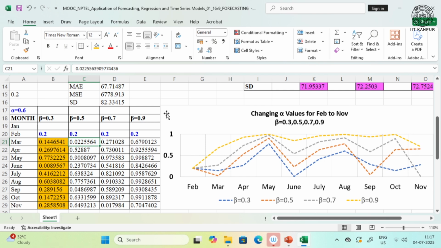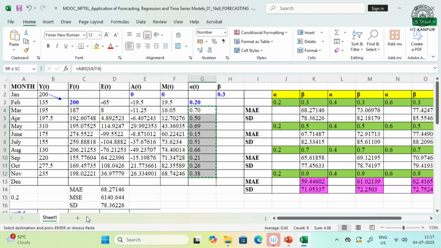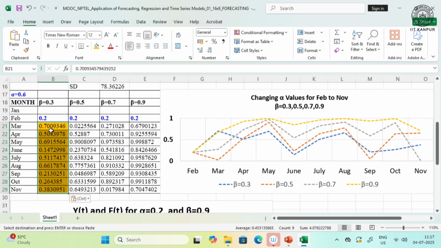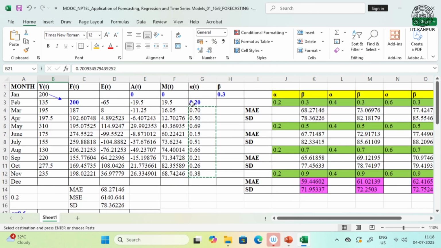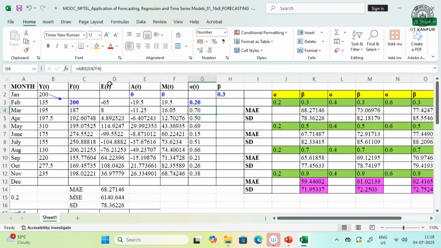So, 0.2 and 0.3. Let us go back to this table, 0.2 and 0.3. So, I have these values of alpha changing from March to November. I should copy it here. These values, if you see, are given to 7 places of decimal. Here I am only considering 2 places of decimal. If you expand it you will find out. If you see, this value here is 0.70, which is given here. So, the value which I have copied.